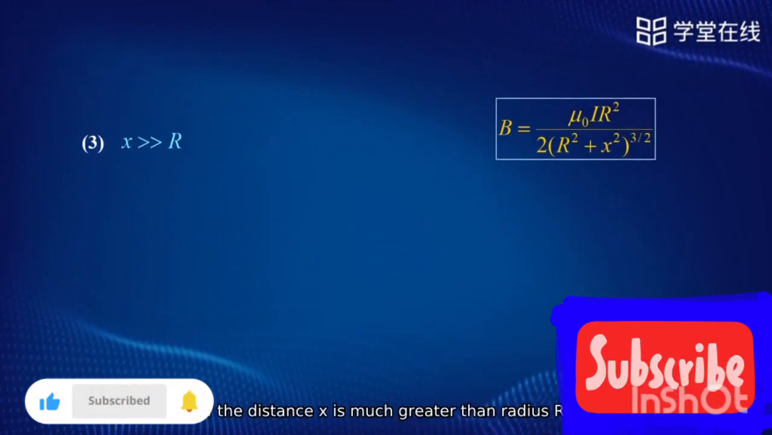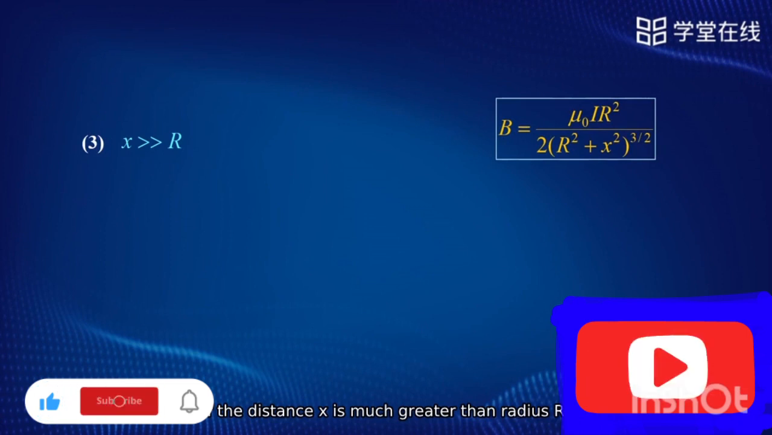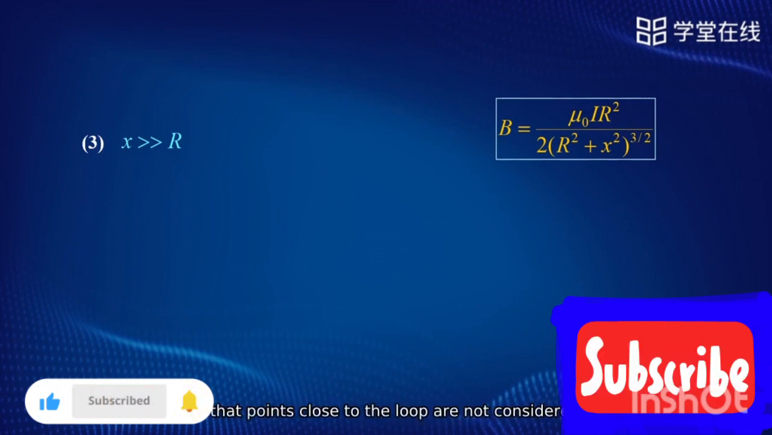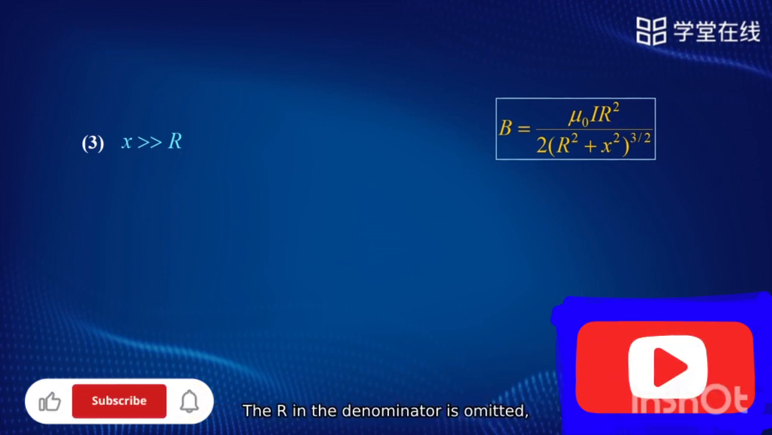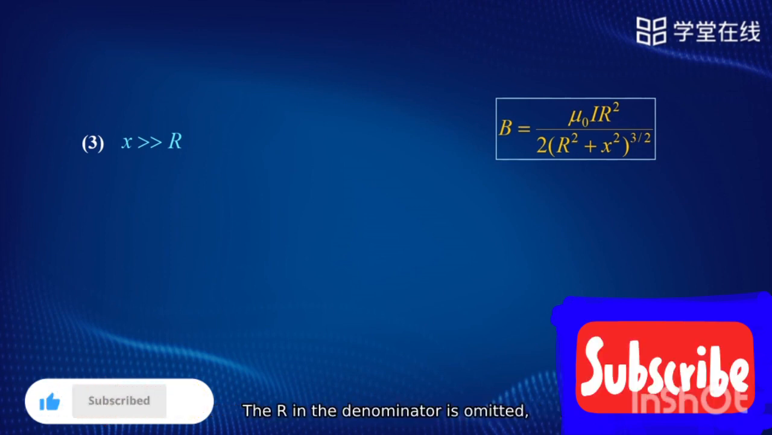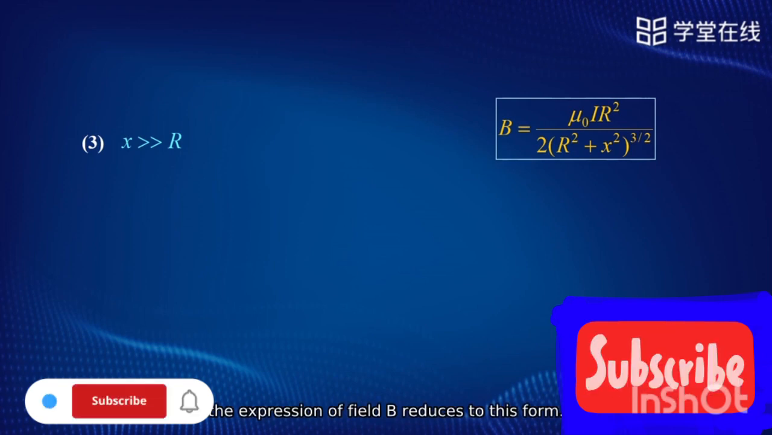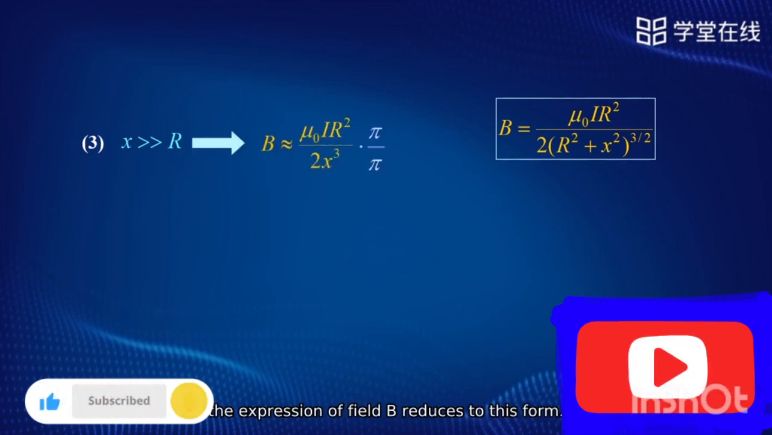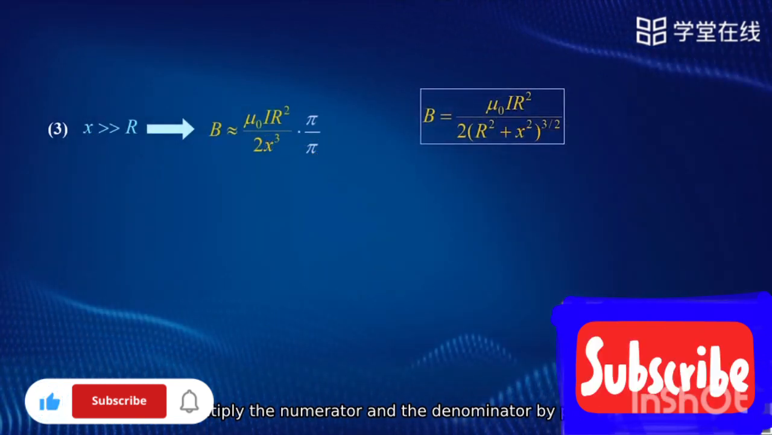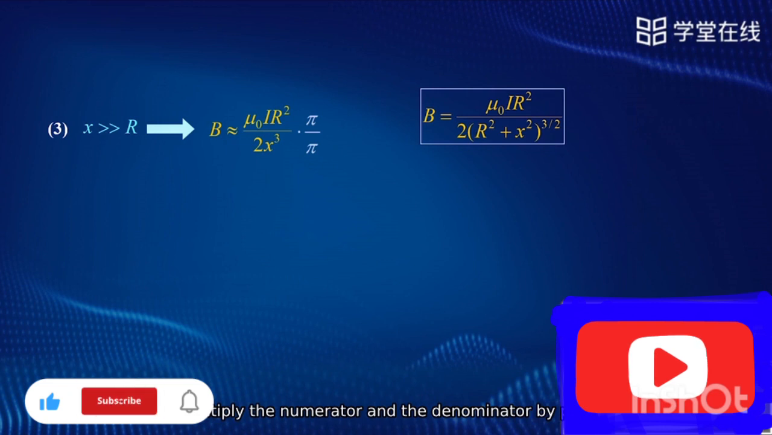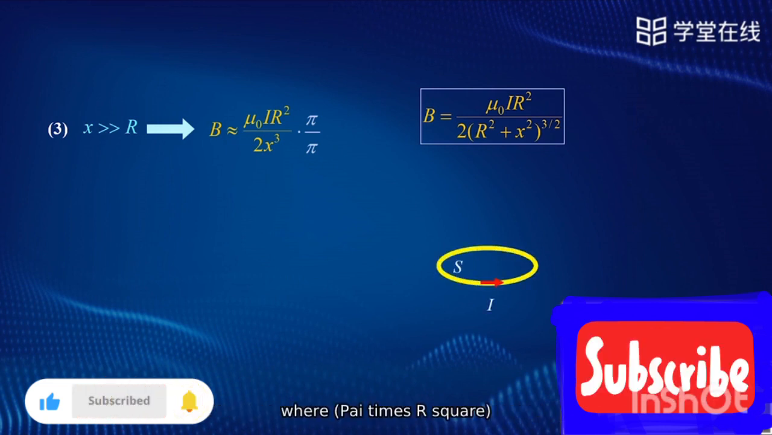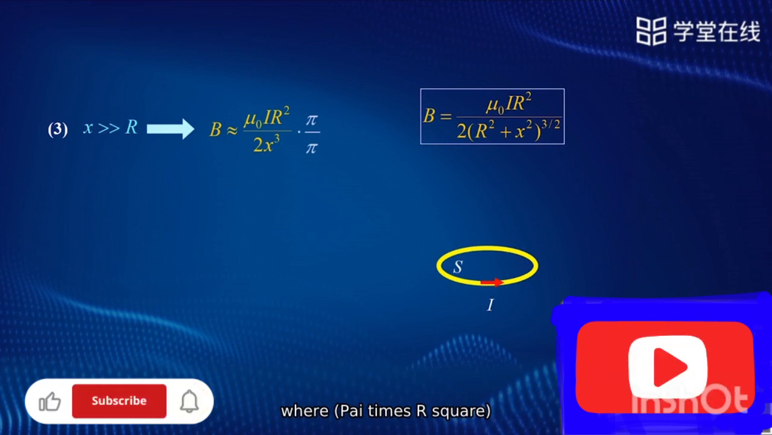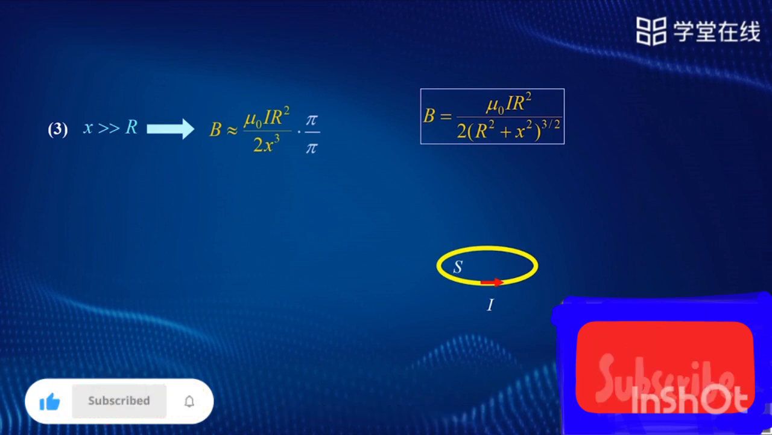If the distance x is much greater than the radius r, so that points close to the loop are not considered, the r in the denominator is omitted. The expression of the field B reduces to this form. Multiplying the numerator and the denominator by pi, where S is equal to pi times r squared, is the area of the circular coil.